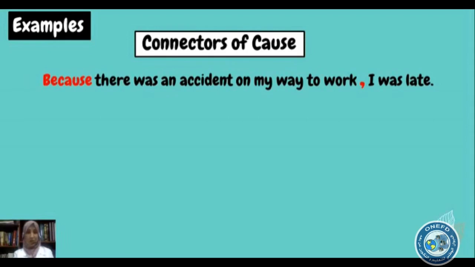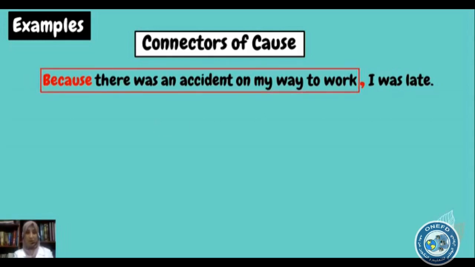Here we have, because there was an accident on my way to work, comma, I was late. So here we have the connector because. It is used at the beginning of the sentence. So if you use the connector because at the beginning of the sentence, you need to write the sentence clause and then place a comma and then the last sentence. So here we have the sentence of cause with the connector because, we have comma, and we have the sentence of effect.